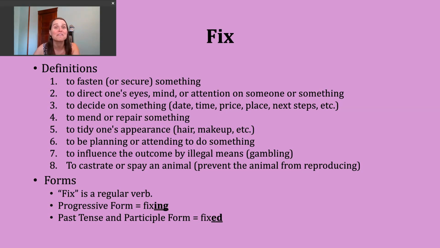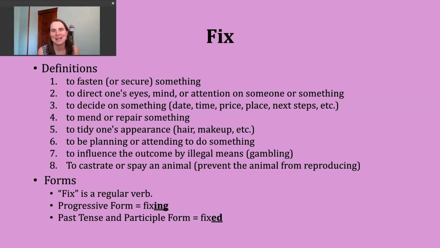A fourth way the verb fix gets used is to mean to mend or repair something. So this could be if something is broken or it's not working well, we can use this verb to describe that process of returning it to its original working condition. A fifth way the verb fix gets used is to talk about our appearance. And so my definition here says to tidy one's appearance, right? So kind of make cleaner, make nicer. You might hear people talk about, I've got to fix my hair, right? People will use it with makeup and clothes as well.